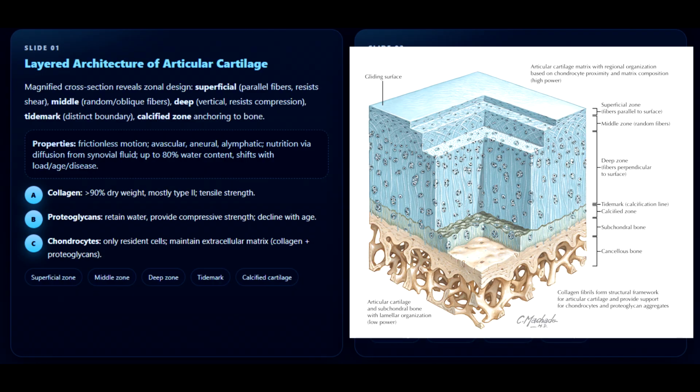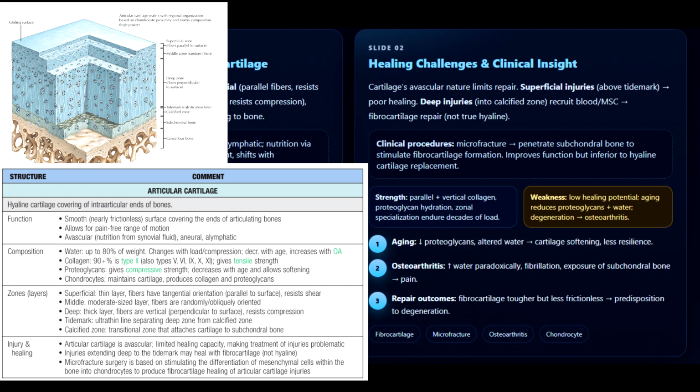Separating this deep layer from bone is the tide mark, an ultra-thin, distinct line visible microscopically, which represents the transition into the calcified zone. This calcified cartilage serves as a transitional anchor, binding the articular cartilage firmly to the subchondral bone. And beneath this, of course, lies the cancellous bone, with its trabecular framework that absorbs and redistributes load throughout the skeleton.